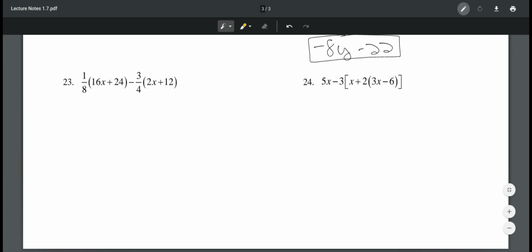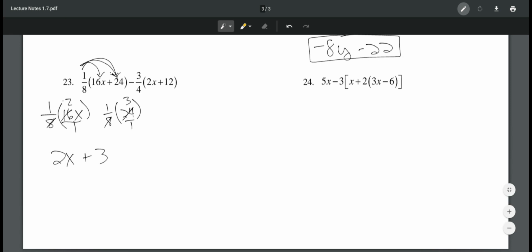So here I'm going to distribute the 1/8. So I should be thinking 1 over 8 times 16x. I can put that over 1 and I can cross cancel, and that gives me 2x. Then I'm going to take 1 over 8 and multiply it by 24. If I put 24 over 1, 8 goes into 24 3 times, so that gives me plus 3.